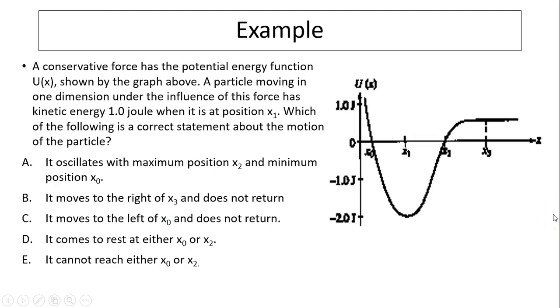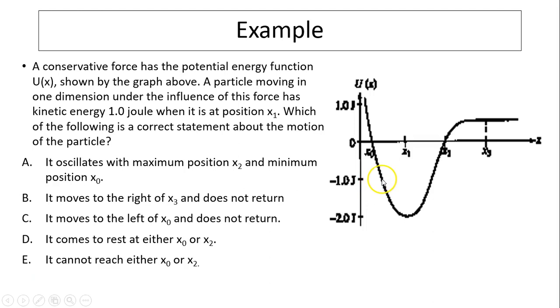Let's take a look at this example. A conservative force has a potential energy function U(x), shown by the graph over here to the right. A particle moving in one dimension under the influence of this force has kinetic energy of 1 joule when it is at position x1. Which of the following is the correct statement about the motion of the particle? So let's see, at this point, its kinetic energy is 1 and its potential energy is -2. So its total energy is -1. So total energy cannot be bigger than -1.